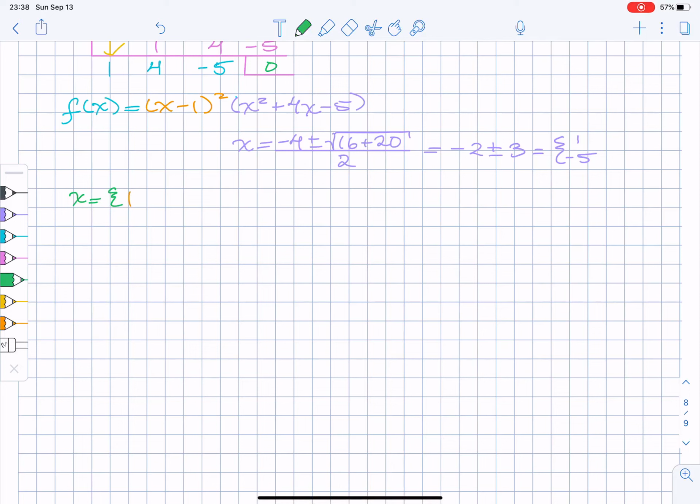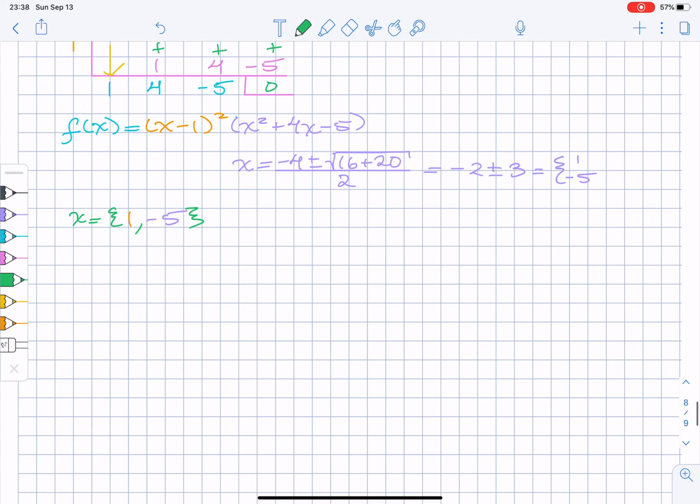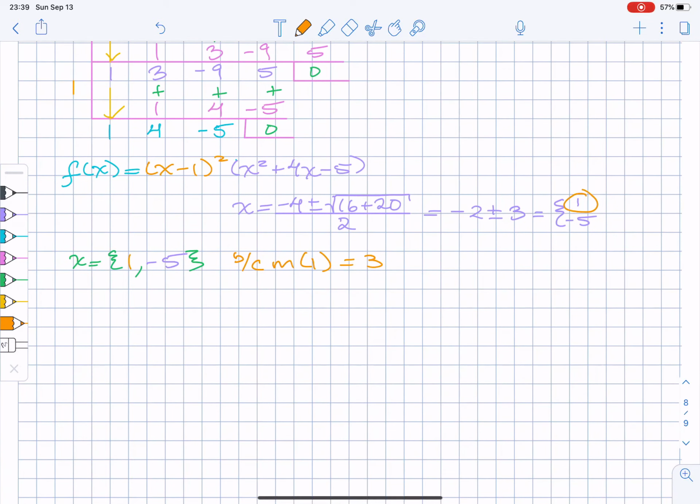positive 1 is a root of multiplicity 2. Then I had 1 again, so actually it's a root of multiplicity 3. Oh my goodness, okay. And negative 5. So let's see if that works. I had 3 changes in sign, so I had 3 positive real roots, and all 3 of them were 1. This is because the multiplicity of 1 was 3. There were 3 of them, right? 1, 2, 3.